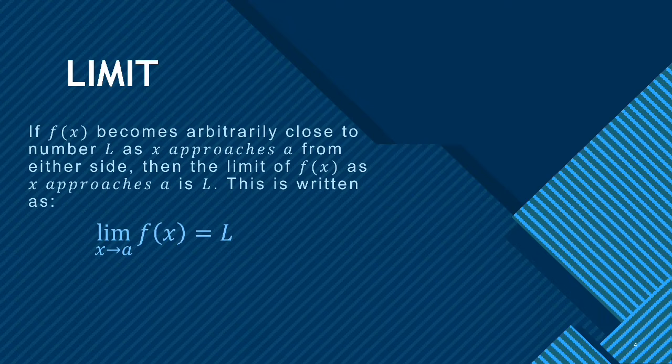What is a limit? If f of x becomes arbitrarily close to a number L as x approaches a from either side, then the limit of f of x as x approaches a is L. This is written as limit of f of x as x approaches a equals L.